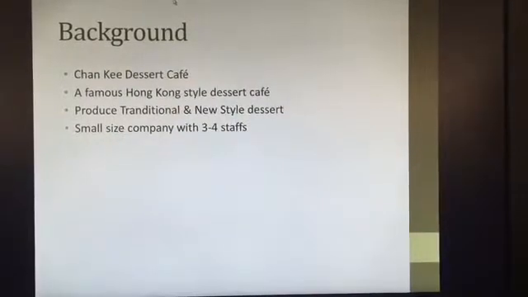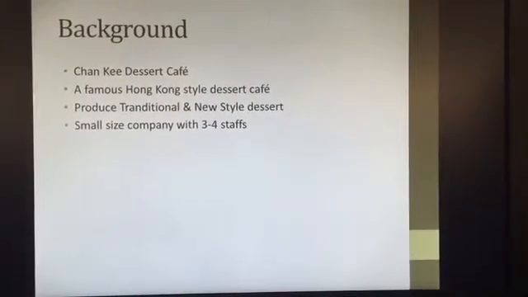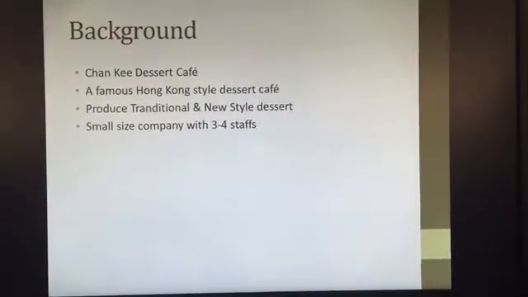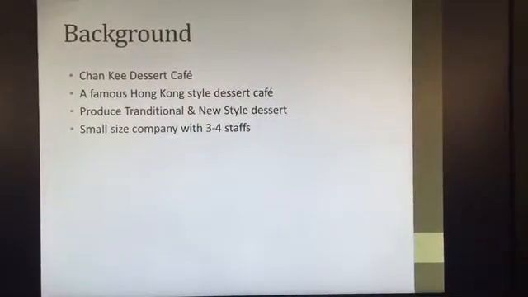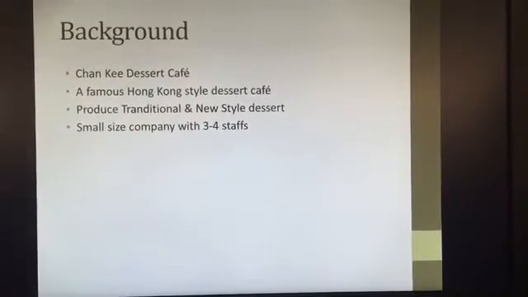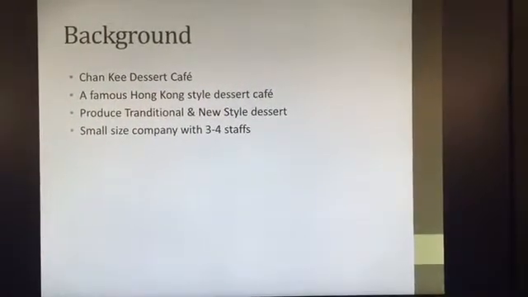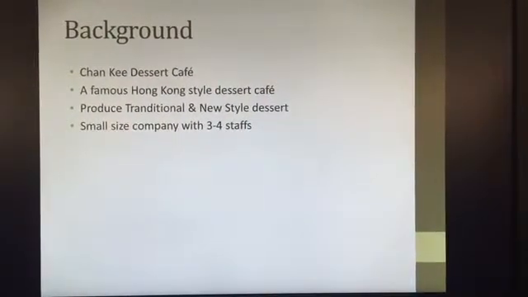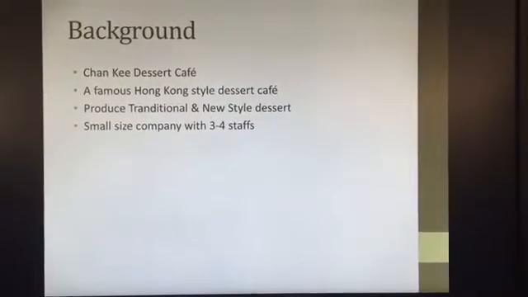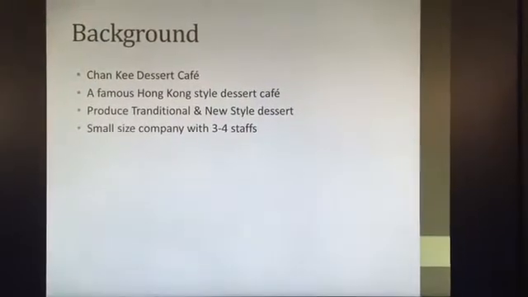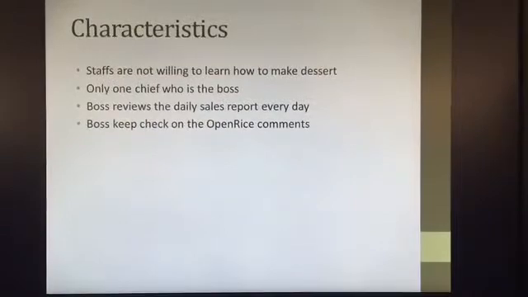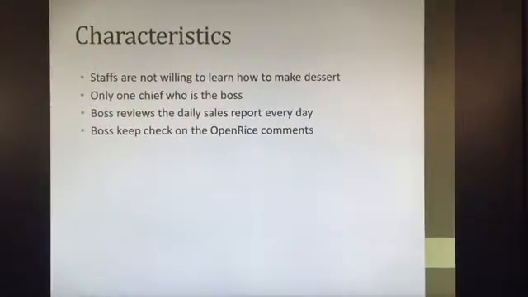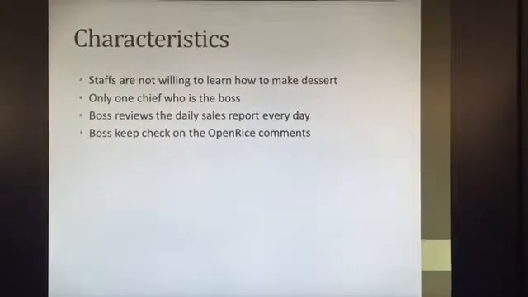For our chosen shop, we use Chanki Dessert Restaurant, the Chanki Dessert Cafe. It is a famous Hong Kong style dessert cafe, and it mainly produces traditional and new style desserts. This is a small company with 3 to 4 staff, and the boss is also the chef of the company.